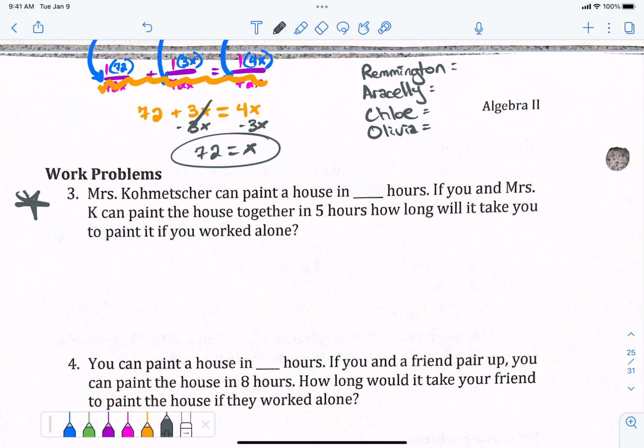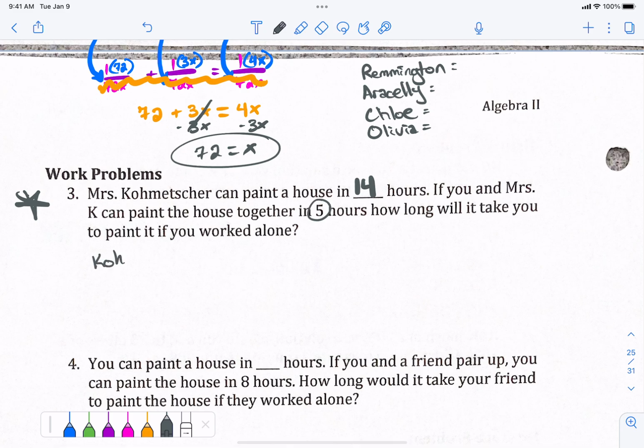This is how this works. Here's how the activity works. Everybody's going to do number 3 with me. Mrs. Kovacher can paint a house in my number, 14 hours. If you and Mrs. Kovacher can paint the house together in 5 hours, how long will it take you to paint?